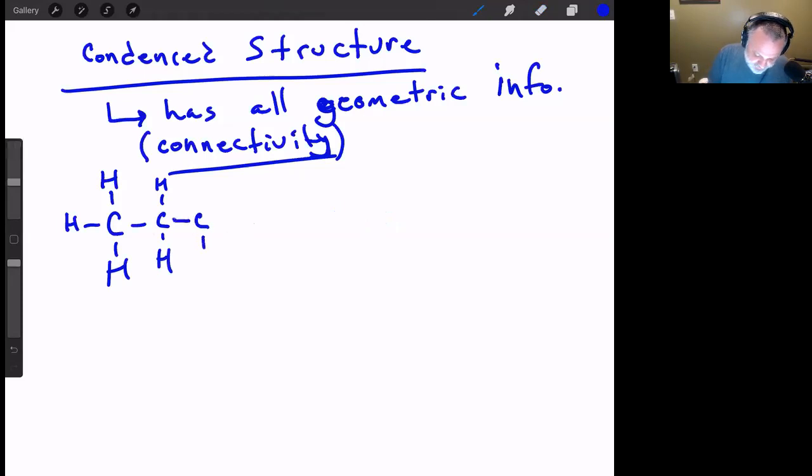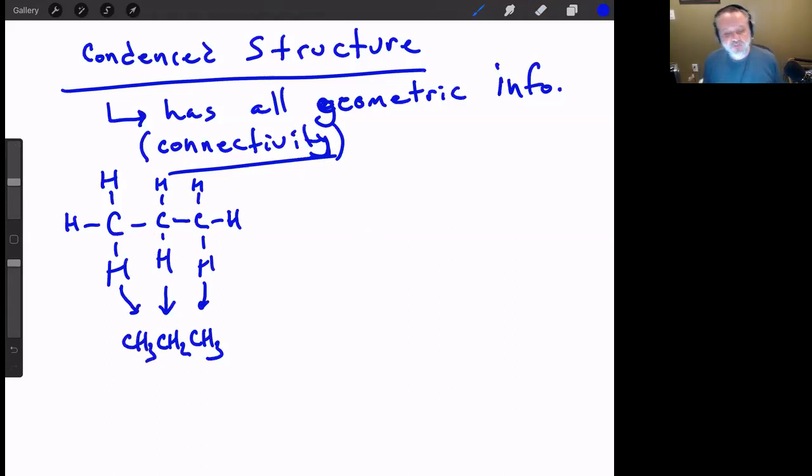But what if I extend this out a little bit further? What's this group then? This group is a CH2. It's connected to a CH3 on one side, and it's connected to a CH3 on the other side. And so this is the condensed structural formula for propane. Do you see how this is much faster than writing down every single bond?